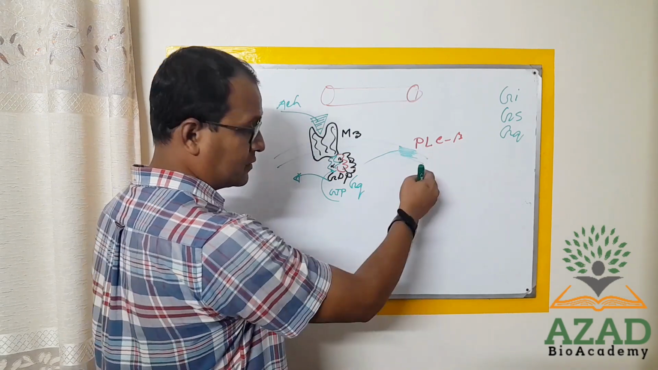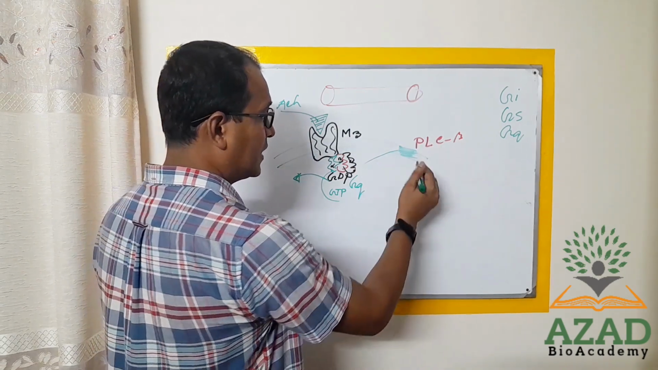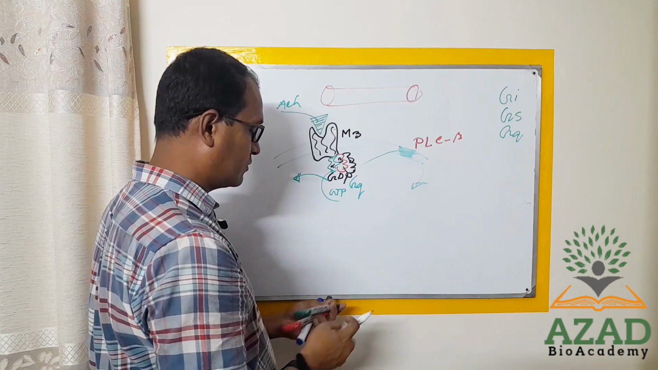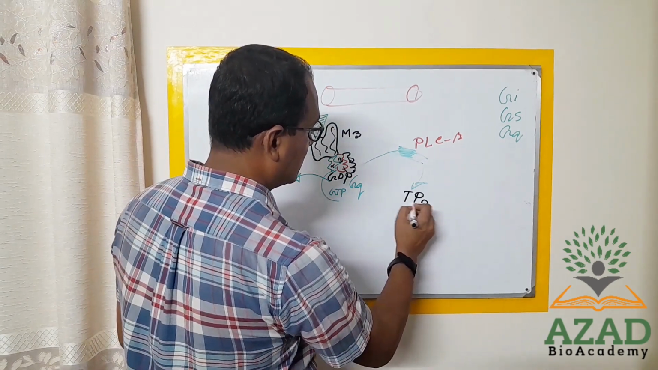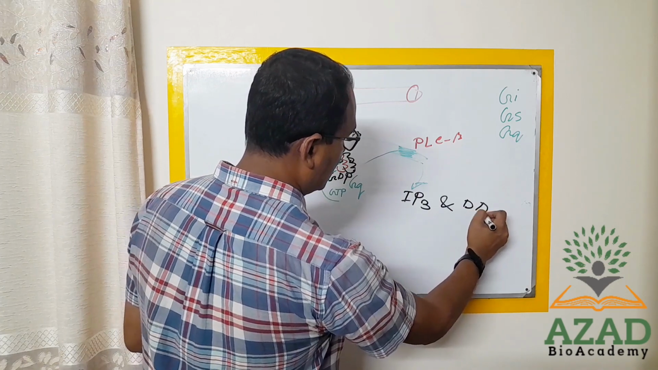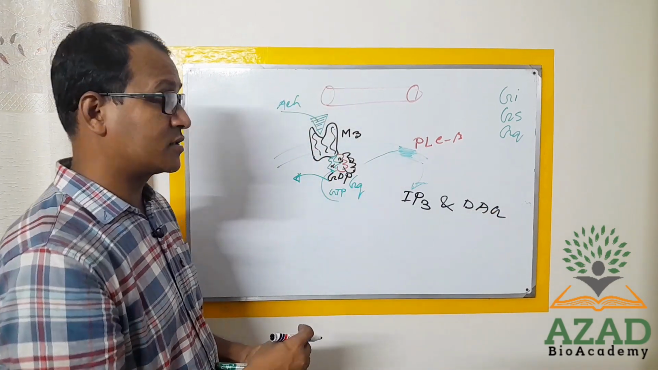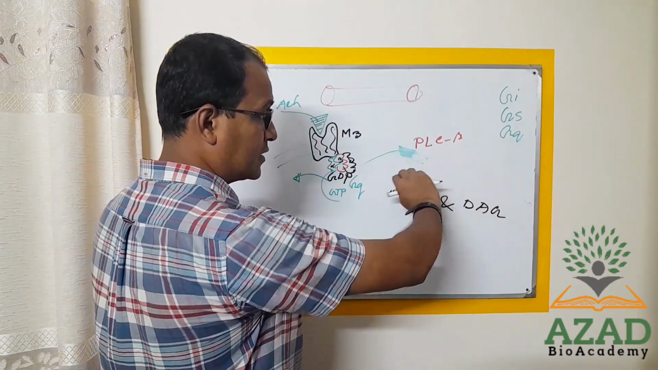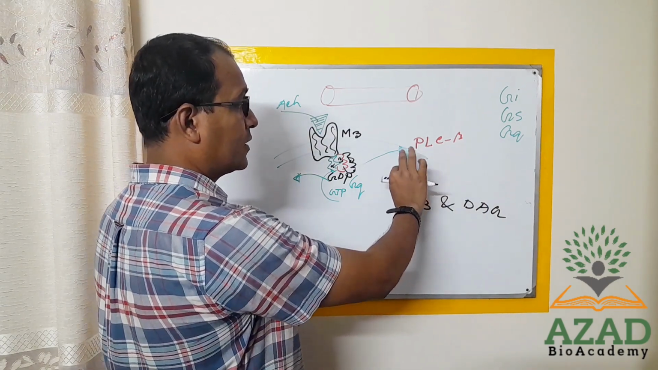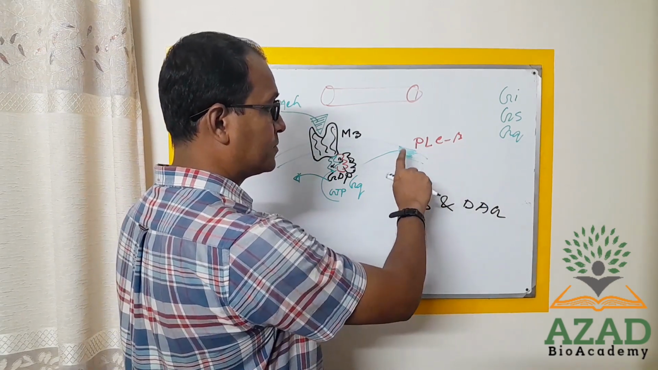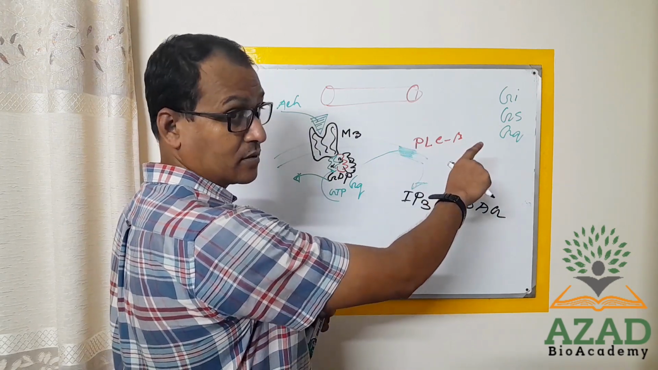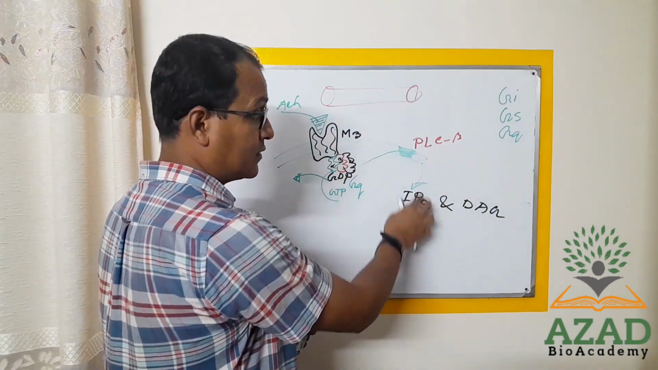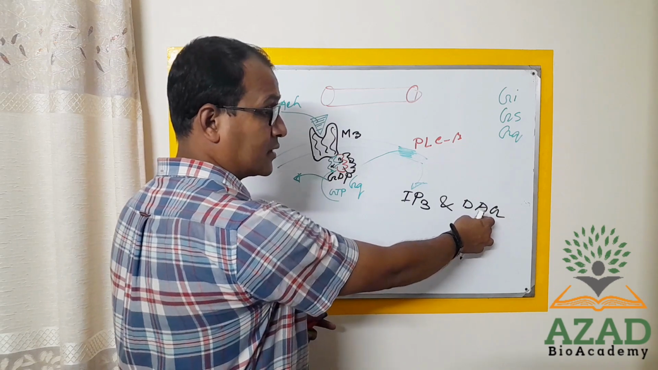So they are present in the membrane. When phospholipase C is activated, two second messengers will form. One is IP3 and another one is DAG. IP3 means inositol triphosphate and DAG means diacylglycerol. Firstly it will break down the phospholipid and produce PIP2, that is phosphatidyl inositol 4,5 bisphosphate, and then it will turn into IP3, and from phospholipid, diacylglycerol will form.